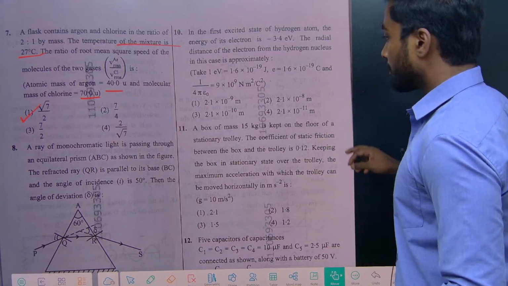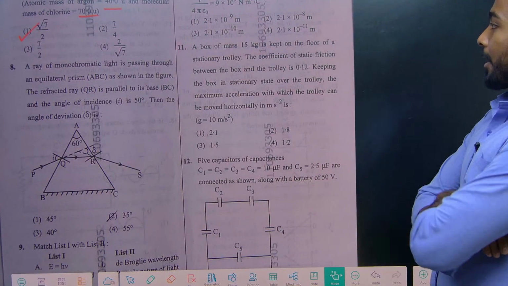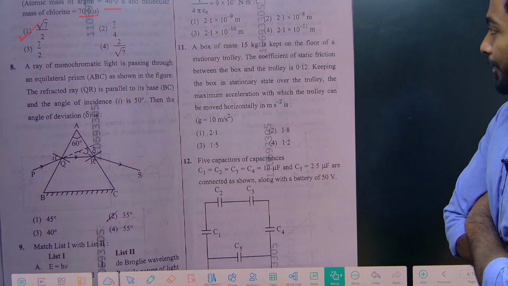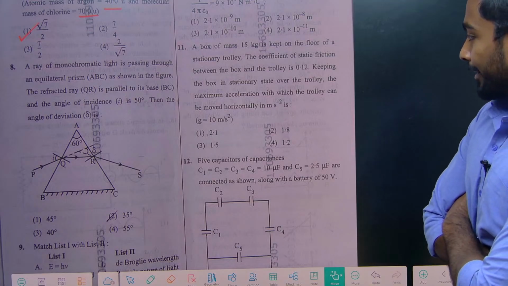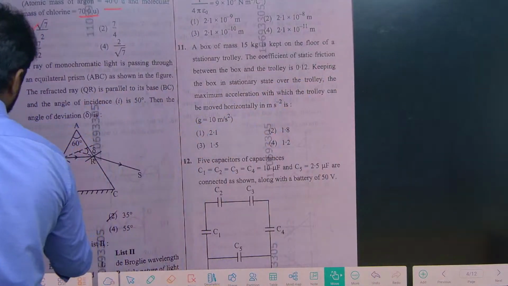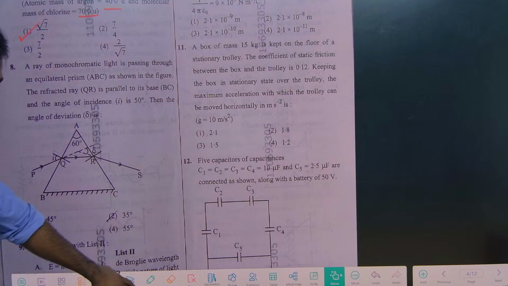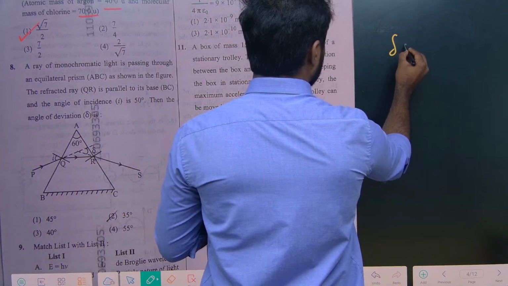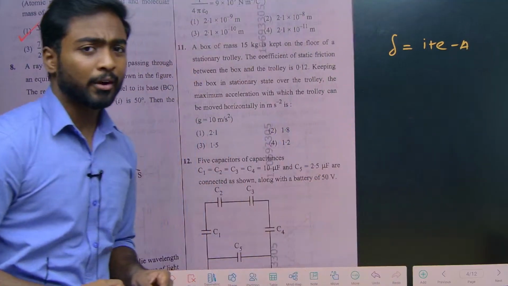So the next question, a ray of monochromatic light is passing through an equilateral prism ABC as shown in the given figure. The refracted ray QR is parallel to its base BC. అంటే refracted ray QR అనేది parallel to BC and the angle of incidence i is 50. Then the angle of deviation is? Deviation ఫార్ములా ఏంటి? డెల్టా ఈక్వల్స్ టు i ప్లస్ e మైనస్ A. ఇది ఒక సింపుల్ ఫార్ములా అంతే కదా.